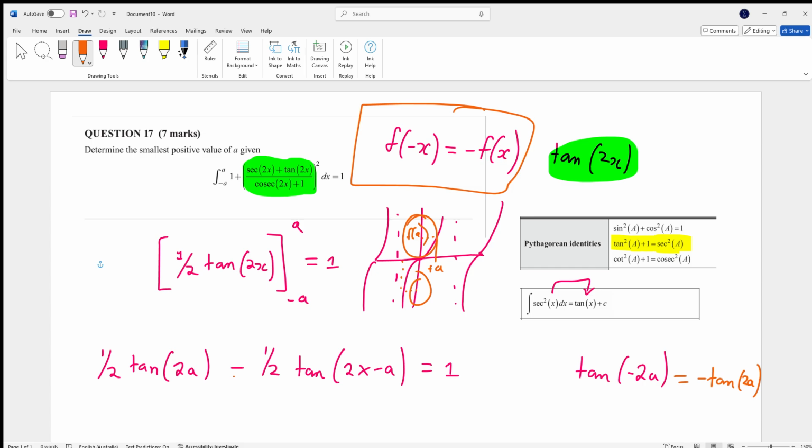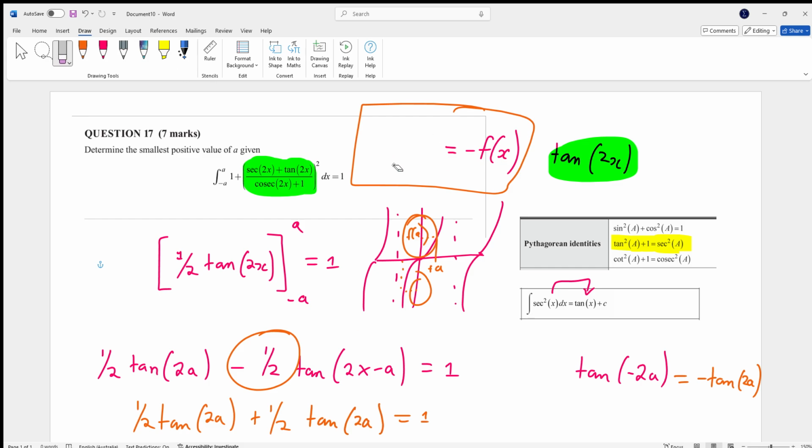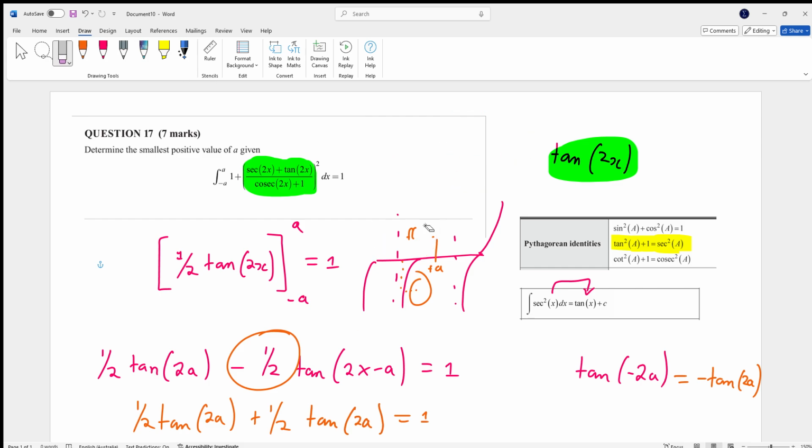Now the reason why I've done that is to have a half tan 2a. Because it's already got a minus in front of it, because we're basically bringing the negative out the front, that's going to turn into a positive. Now I've got something like this, where I've got like terms there, okay? I would say that's the next hardest bit about this question. Most people don't get past that there, okay?